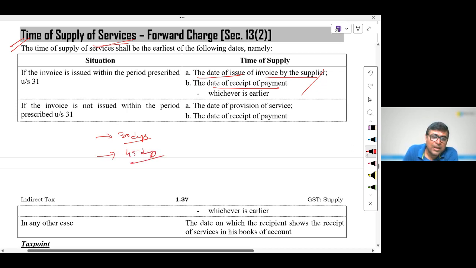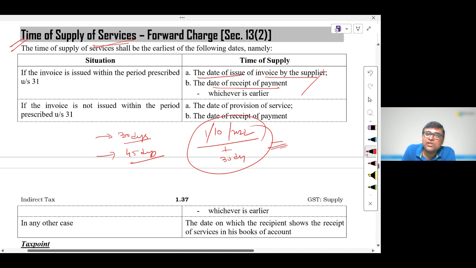Suppose I conduct an audit. The audit report was submitted by me on say 1st of October 2022. Add 30 days to it. Within this date, I'm supposed to issue the invoice. If my invoice was issued within this date, then the time of supply should be calculated by applying this formula: the date of issue of invoice or the date of receipt of payment, whichever is earlier.